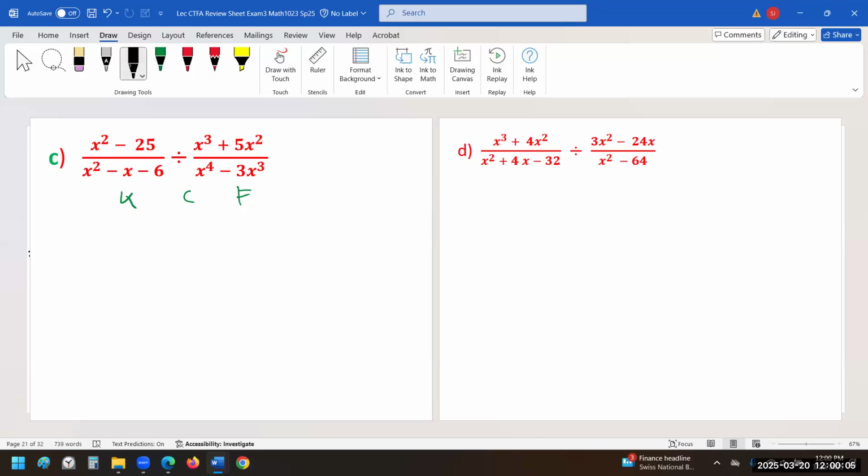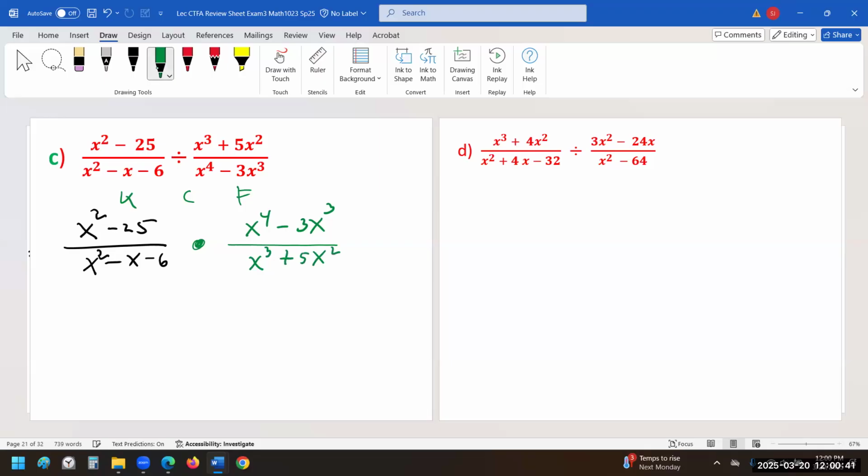Keep, change, flip means keep your first, the left fraction, but change your division sign into multiplication. So we don't know how to divide. Instead, we multiply by the reciprocal. So we are going to multiply by the reciprocal by flipping our second fraction. So x to the 4 minus 3x cubed goes in the numerator. X cubed plus 5x squared goes in the denominator. Just flip the second fraction, but leave your first fraction alone.